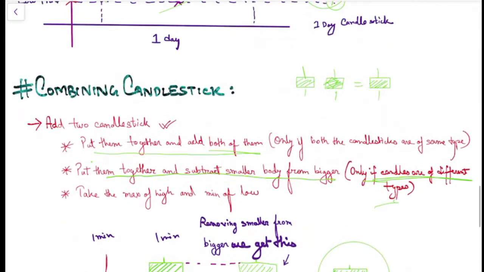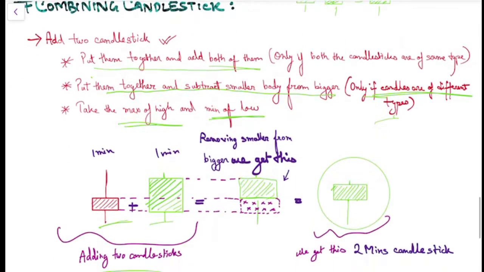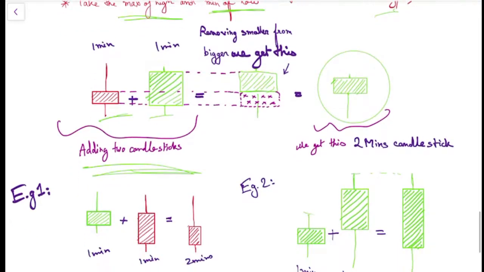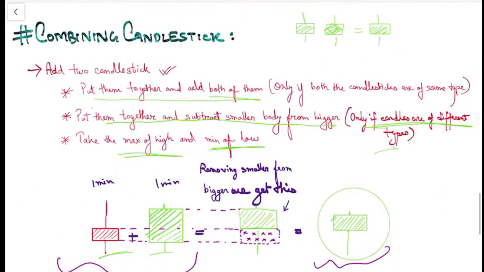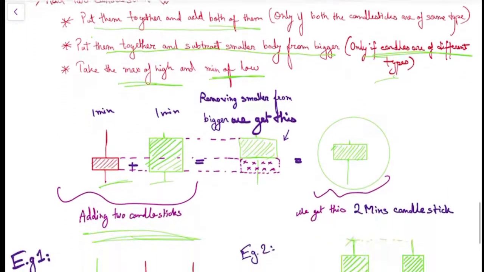All right, and to find the high and low, you take the max of high and the min of low. Among these two, this is the max of high, and among these two, this is the low. So that's why the lowest part is coming here. That's how you get the high and low, and you also get the body of that candlestick.